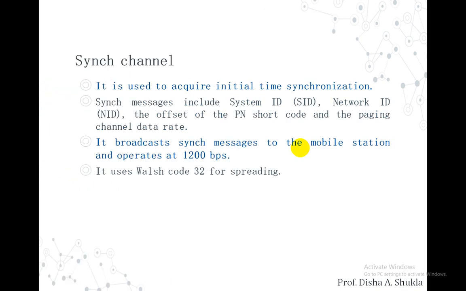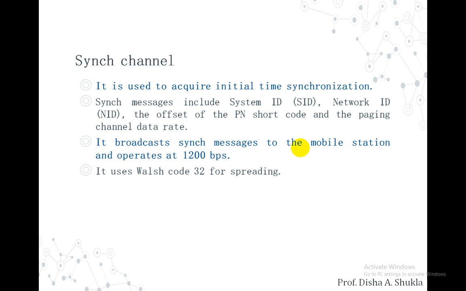The next is the sync channel. Now it is used to acquire the initial time synchronization. That is, whenever a particular message is passed or whenever a particular communication initiates, it requires some initial time synchronization and it is done using the sync channel. Sync message includes system ID, the network ID, the offset of the PN short code. PN is the pseudo noise, and the paging channel data rate. All these things are included in the sync message.